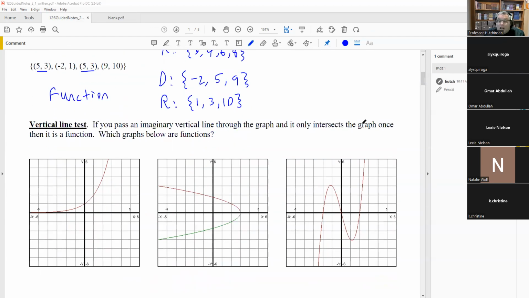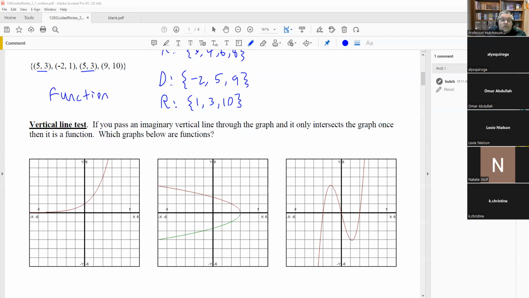For graphs, we have something that's called the vertical line test. So you can go ahead and read that one there. The way this works is if you pass an imaginary vertical line through the graph and it intersects the graph only once, then it's a function. If anywhere on that graph you draw a vertical line and it hits the graph more than once, then that's telling you it's not going to be a function.